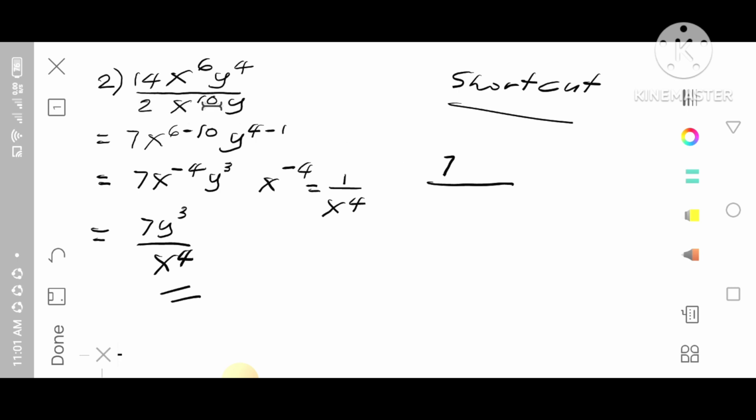Okay? So first, we divide 14 and 2, and that is equal to 7. Now, sabi ko nga, yung 10, mas malaki sa 6, kaya yung x natin sa ilalim mapupunta. Okay? Now, for y, mas malaki yung 4 sa 1, so sa taas mapupunta yung y natin. So, 4 minus 1 is 3. So, yan yung shortcut natin, no? Para hindi na tayo mag-negative exponent.